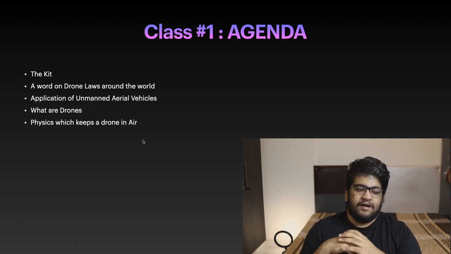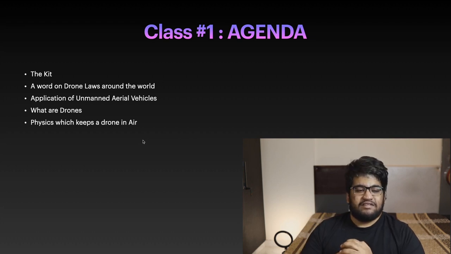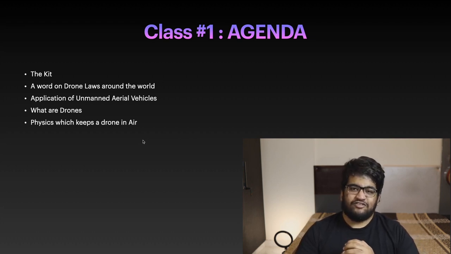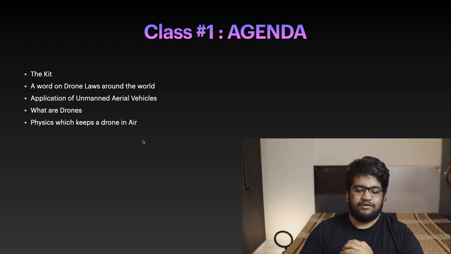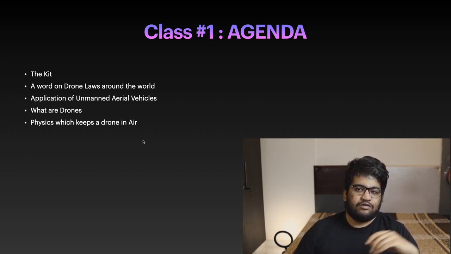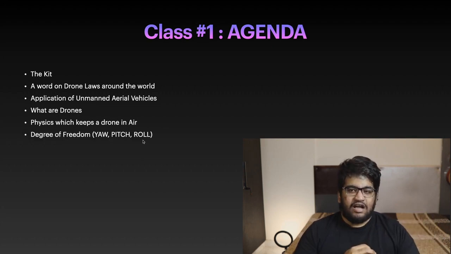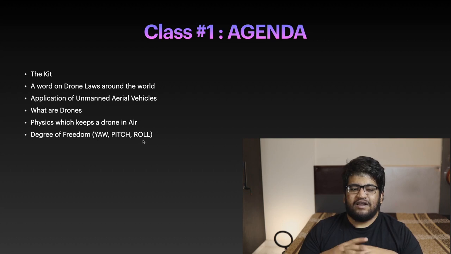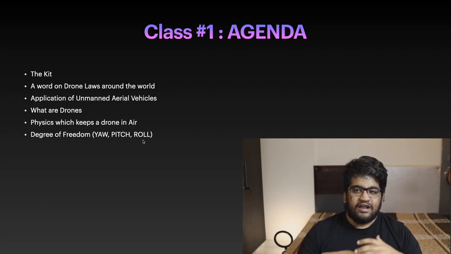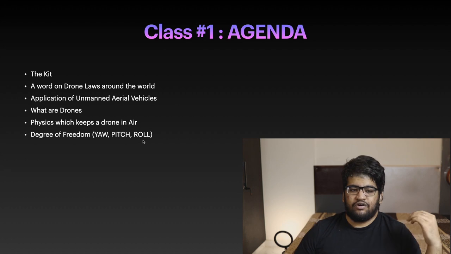section of this class. Then we'll start the real fun thing, and we'll talk about physics which keeps a drone in the air. And we will be going back to some basic fundamentals of physics, forces and whatnot. So that is also what we will be covering in today's class. After that, we'll continue with the physics and talk about degrees of freedom and what degrees of freedom a flying body has in terms of yaw, pitch and roll, and how these motions are achieved by different kinds of drones or UAVs.